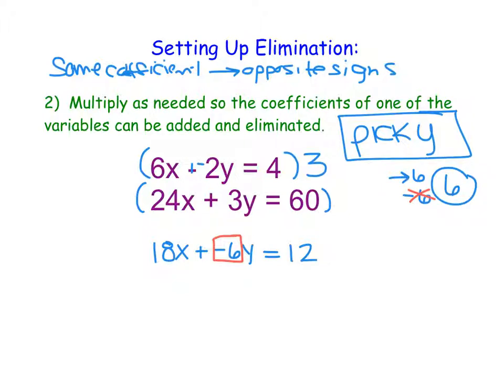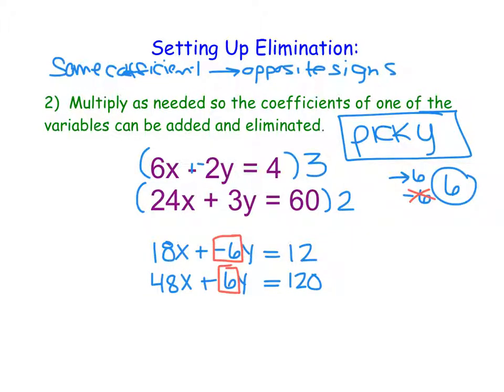So in order to get 3 to be equal to a positive 6, I would need to multiply it by 2. So here again, as long as I multiply every value in that equation by 2, I'm not changing the integrity of the problem. It's just like multiplying both sides by 2, but I'm able to rewrite it in such a way where elimination will now be helpful. So 24x times 2 is 48x, plus 2 times 3y is 6y, is equal to 2 times 60, which is 120.